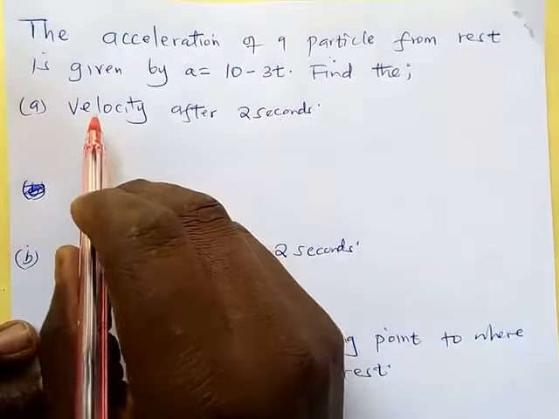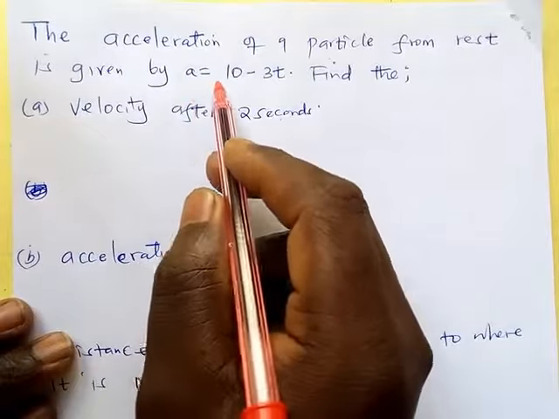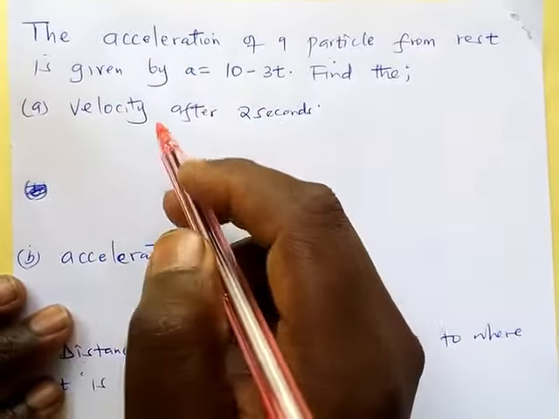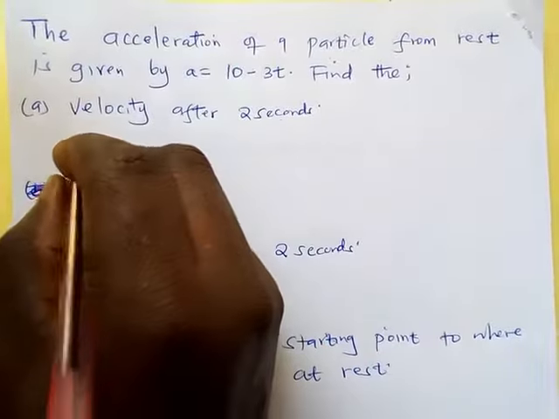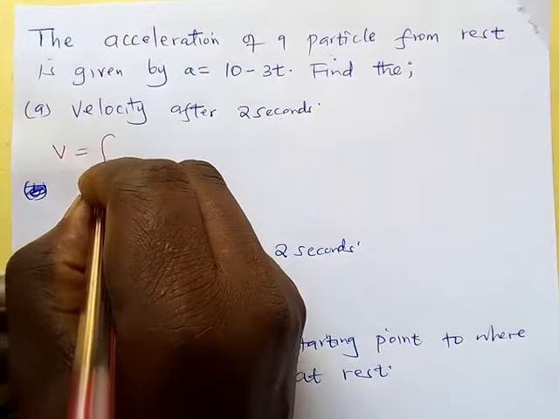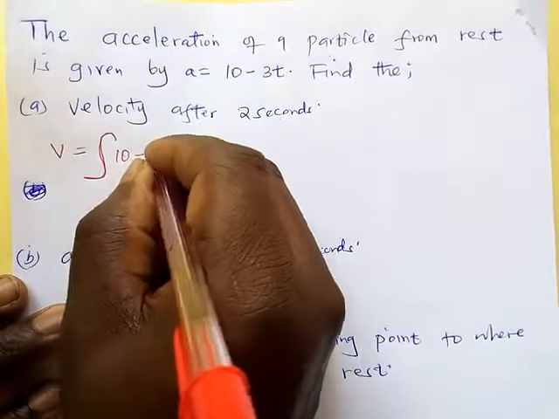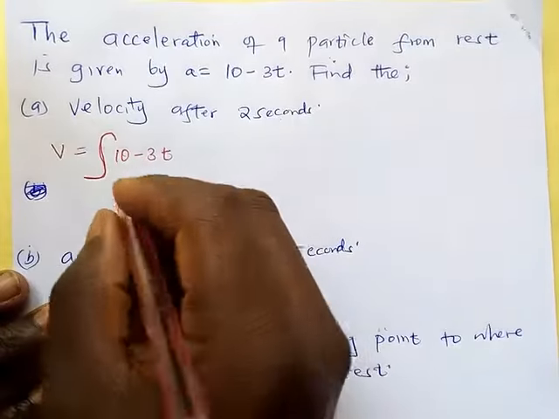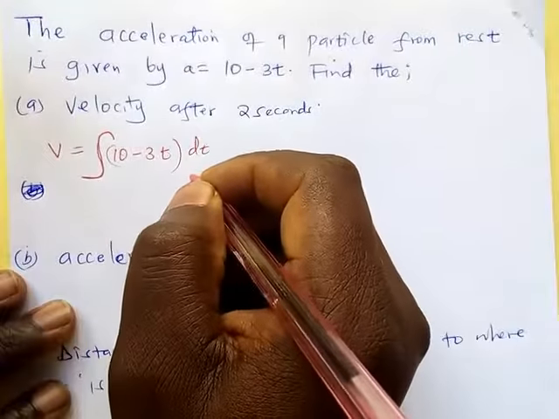How do we calculate velocity? Because we have acceleration, for us to calculate velocity, we integrate acceleration. So let us integrate acceleration and we will get velocity. Velocity equals, this is the sign for integration, we are integrating 10 minus 3t, and then we put bracket dt. When we integrate, we put it like that.